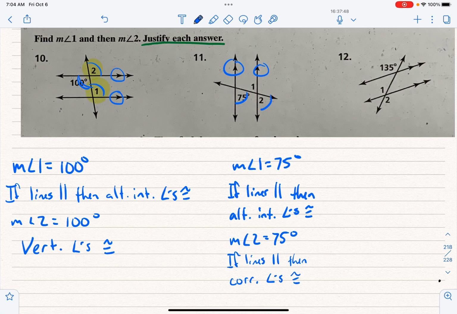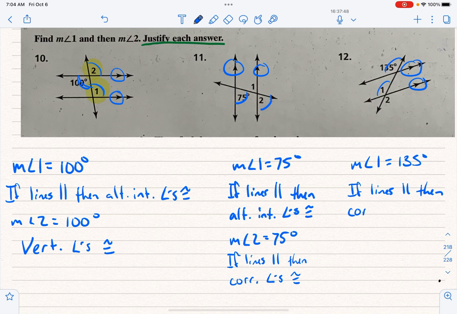Okay, lastly, number 12. Okay, let's look at this. 135 and angle 1 are corresponding angles of parallel lines. And so I know that the measure of angle 1 has got to equal 135. And what's the reason? Because if lines are parallel, then corresponding angles are congruent.